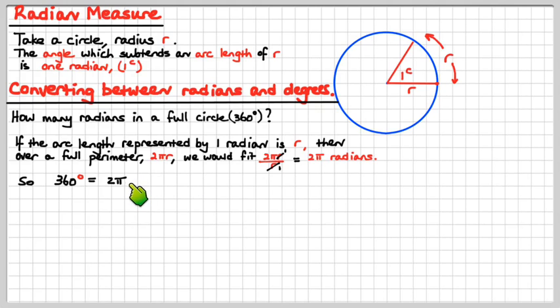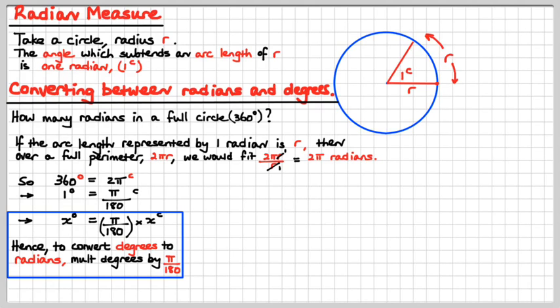So now let's do some converting. We've got 360 degrees is 2 pi radians. Notice the little superscript c here for radian measure. Therefore, 1 degree would be, dividing both sides by 360, pi over 180 radians. Therefore, if we had x degrees, multiplying both sides by x, we get this number of radians. So this is the formula for converting x degrees into the equivalent number of radians. We multiply the degrees by pi over 180.